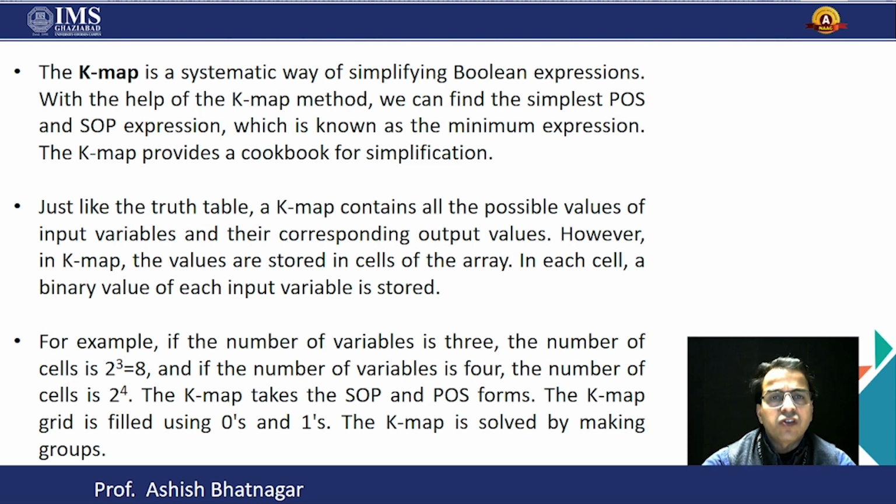If the number of variables is 4, then the number of cells is 2 raised to the power 4. The K-map takes the SOP and POS forms. The K-map grid is filled with the combination of 0s and 1s. The K-map is solved by making groups.